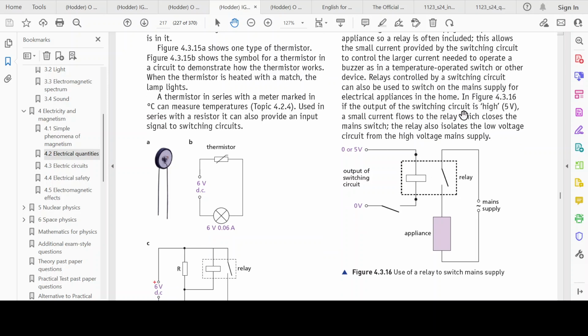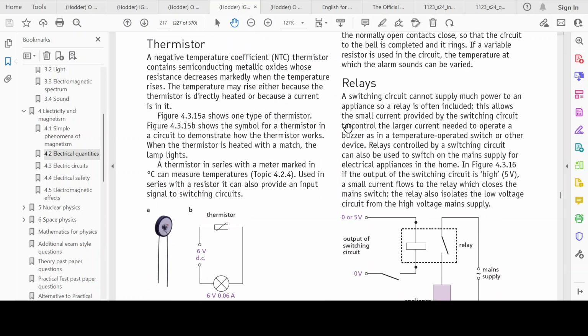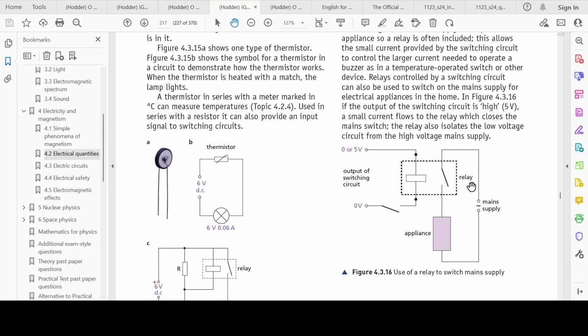If the output of the switching circuit is high, right, 5 volts, a small current flows to the relay which closes the main switch, right? So if the voltage is too high, right, it closes, it shuts it off. If the voltage is low, it opens again, right? So the relay also isolates a low voltage circuit from the high voltage main supply, right? So that it doesn't burn things out. Now, if we take this understanding, that's a secondary control basically, right? To the supply to whatever circuit you set up.